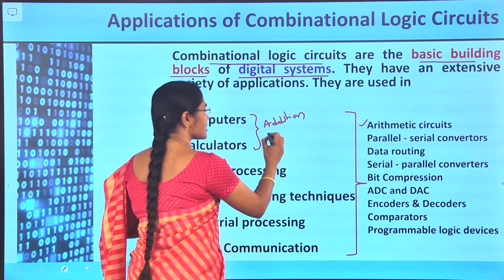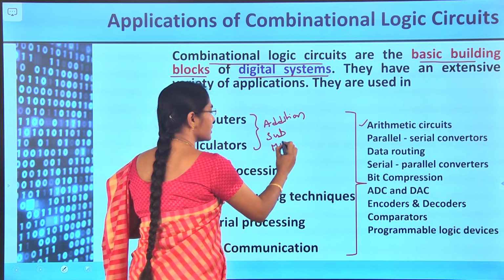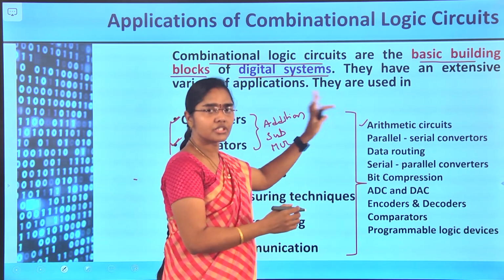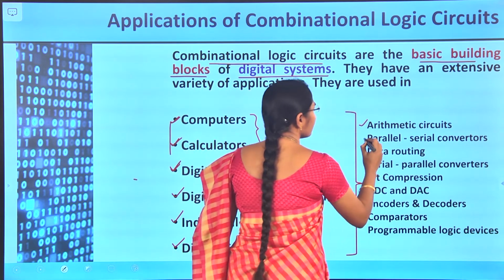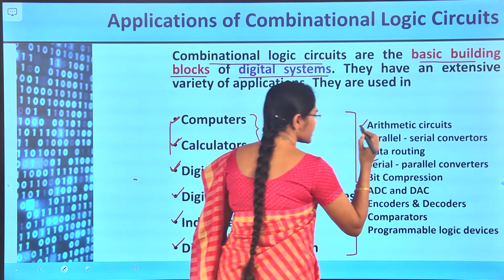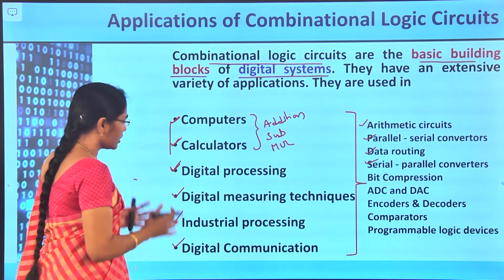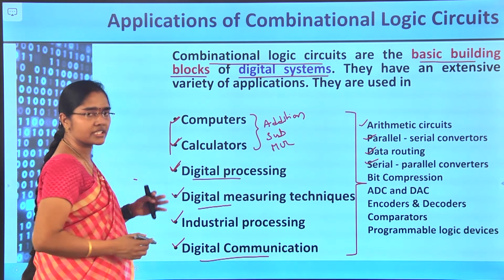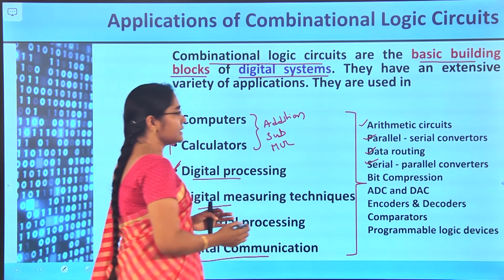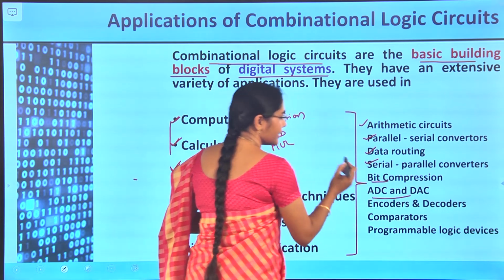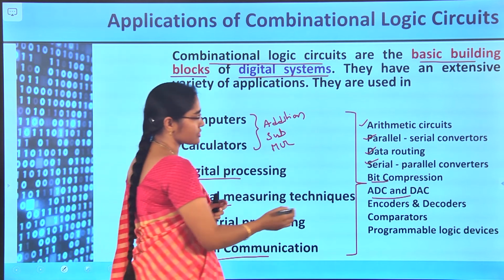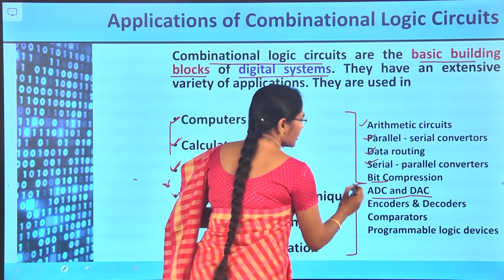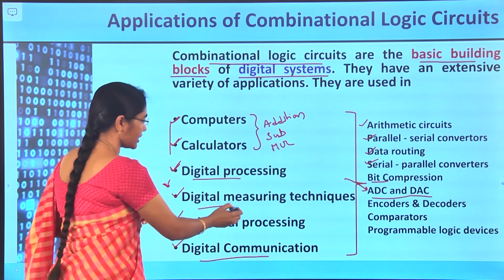Addition, subtraction or multiplication operations use these arithmetic circuits, and these arithmetic circuits are combinational circuits. Then parallel to serial converters, data routing and serial to parallel conversion are very much required in our digital communications, digital processing and industrial processing. Then bit compression, ADC and DAC. ADC is analog to digital conversion, and DAC is digital to analog conversion, back again. That is for our real world signals which we measure everywhere.